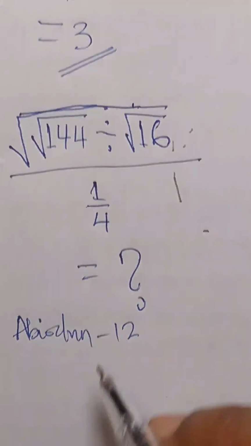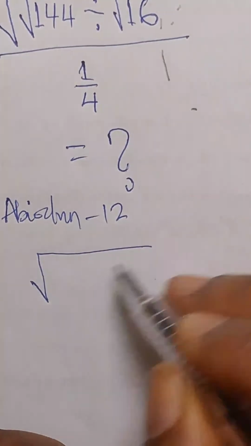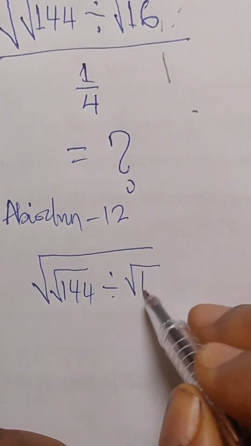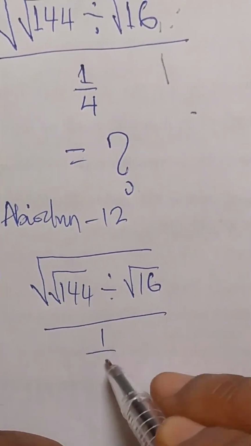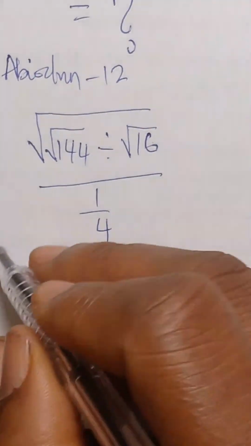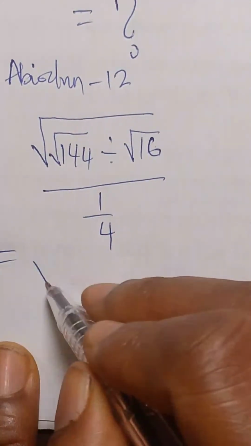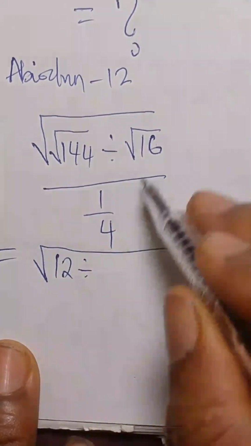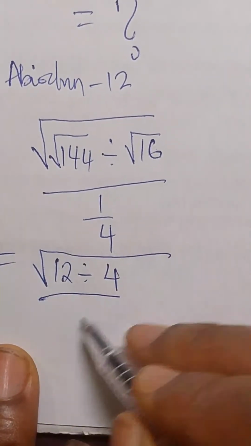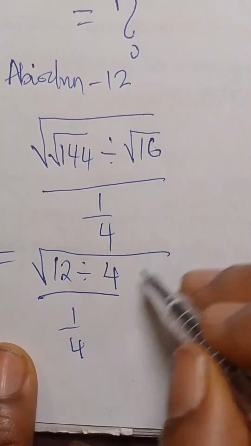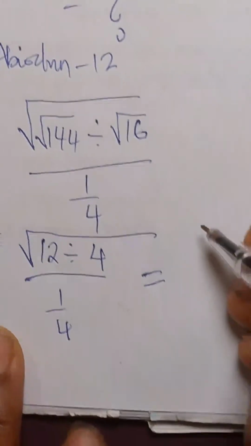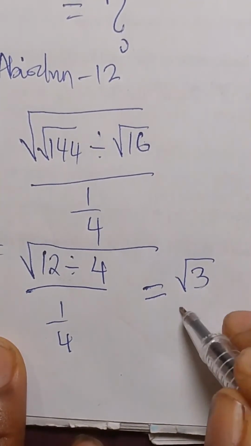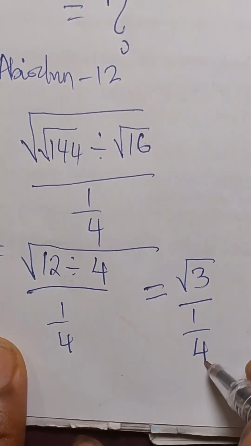So let me solve. Let's see. We have square root of 144 divided by square root of 16 all over 1 over 4. So we have square root of 144 is 12, divided by square root of 16, which is 4, all over 1 over 4. So this is equal to 12 divided by 4, which will give us 3, all over 1 over 4.